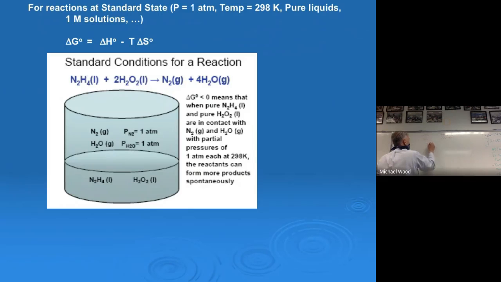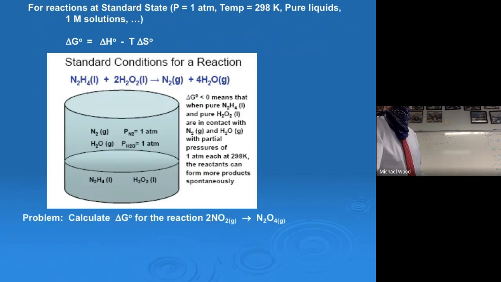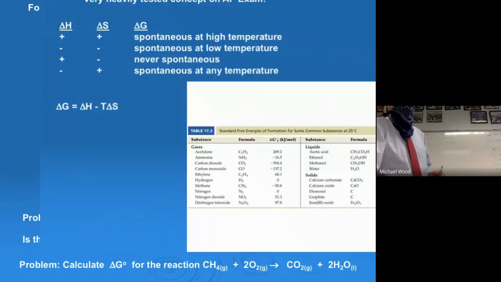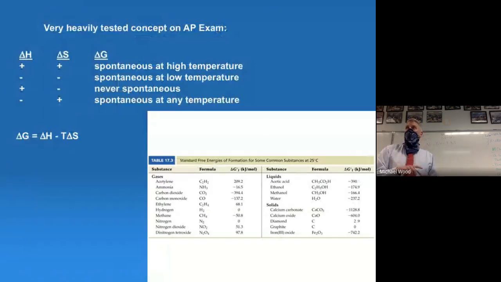And what delta G depends on is this. We did these problems in class where we needed a table and went through the calculation piece of this. Another part was this right here: the signs on delta H and delta S, and temperature, determine what the sign on delta G is going to be.